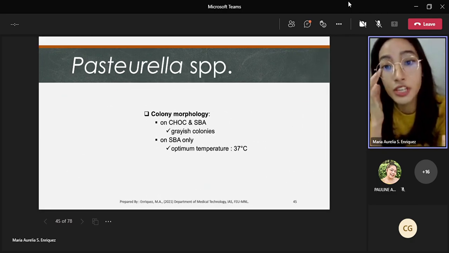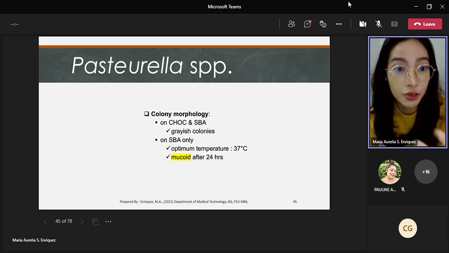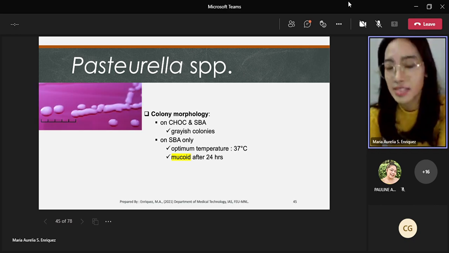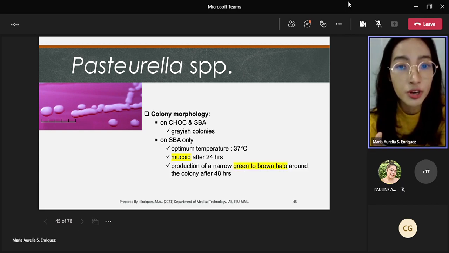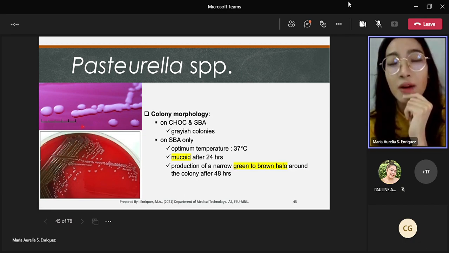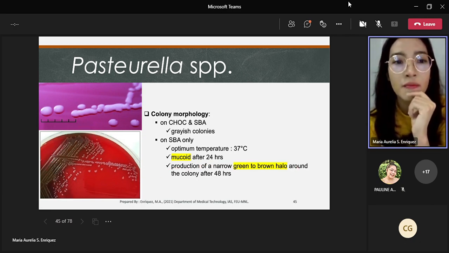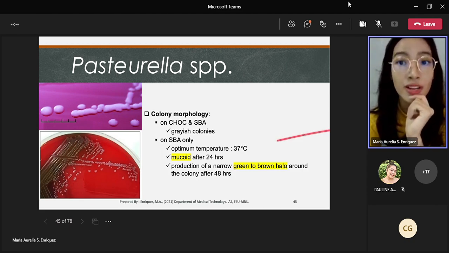Right, colony morphology of Pasteurella on sheep blood agar appears mucoid after 24 hours of incubation. But if we were to extend the incubation to 48 hours, the colonies would now produce a green to brown colored halo. So as you can see right here, ayan, medyo mas mukha siyang brown dito sa picture na to. So kumbaga, as time passes, nagbabago po yung itsura ng colonies ng Pasteurella species.